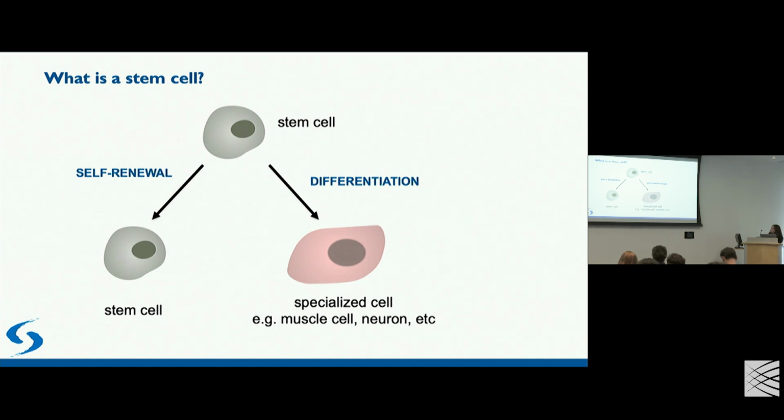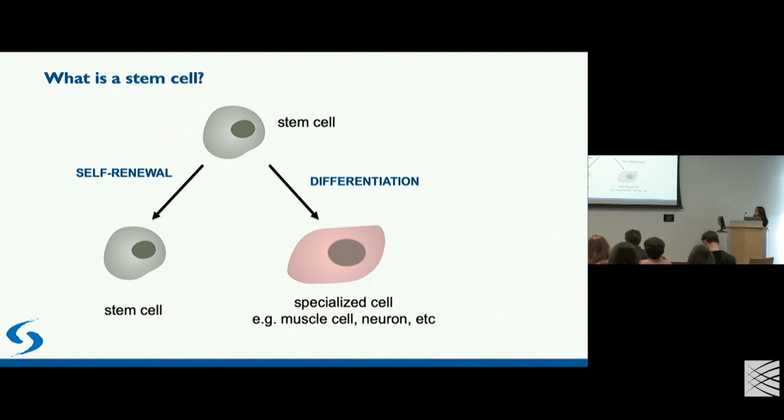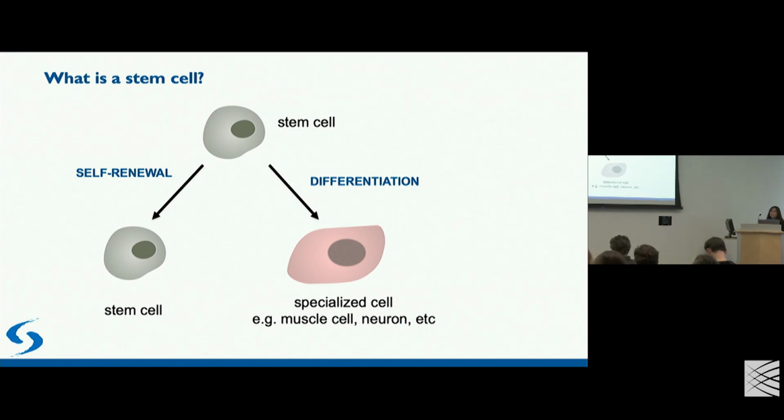Stem cells are different from other cells in the body because they can both self-renew, so make copies of themselves, but they can also differentiate, so give rise to specialized cells or differentiated cells such as muscle cells, skin cells, neuronal cells, basically any cell type in the body.